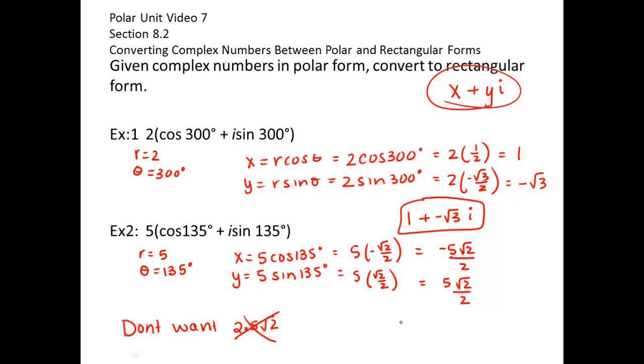So to write this using x plus yi, I'm simply going to do negative 5 root 2 over 2 plus 5 root 2 over 2i. And this is the rectangular form of a complex number. Alright, so let's go back the other direction.